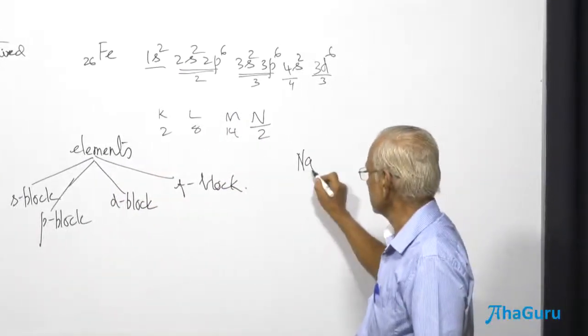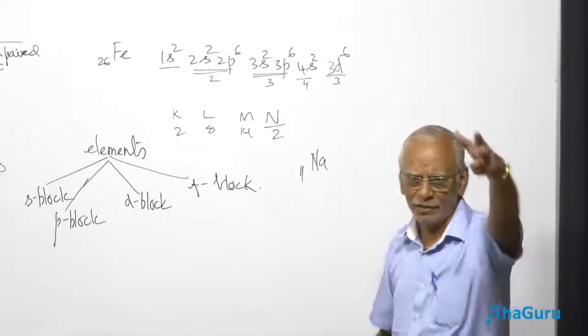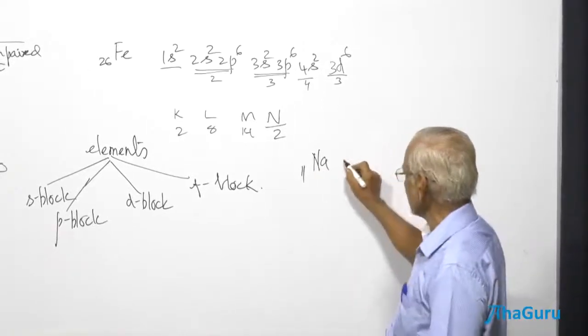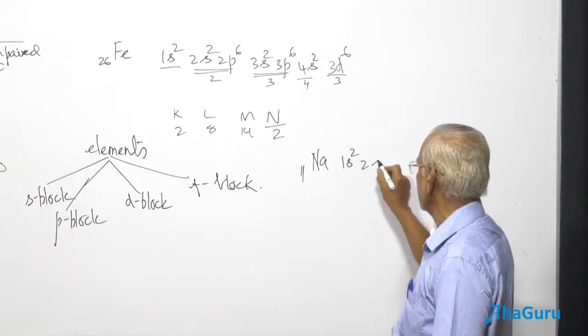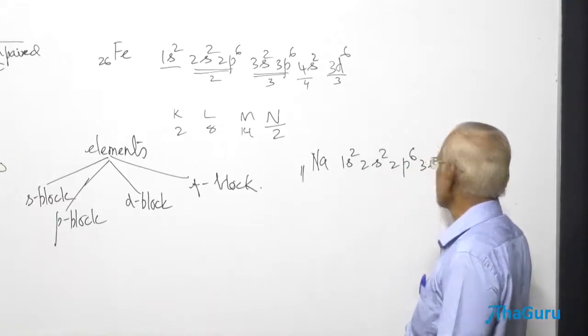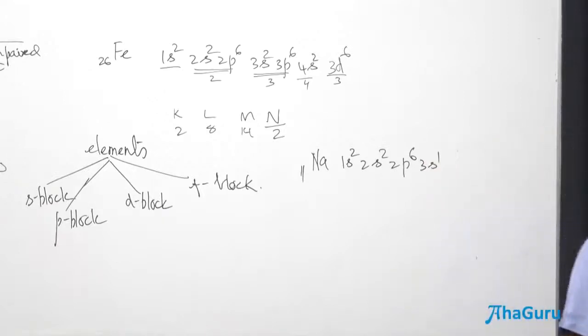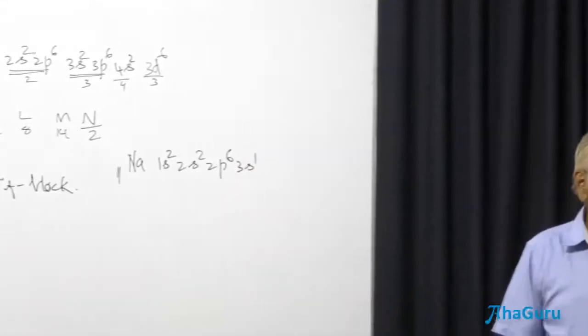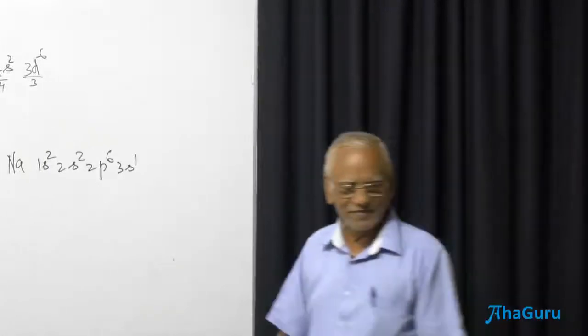Sodium, S block element. You know the answer. What is the electronic configuration of sodium? 1s2, 2s2, 2p6, 3s1. Where does the last electron go to? S orbital. So S block element.